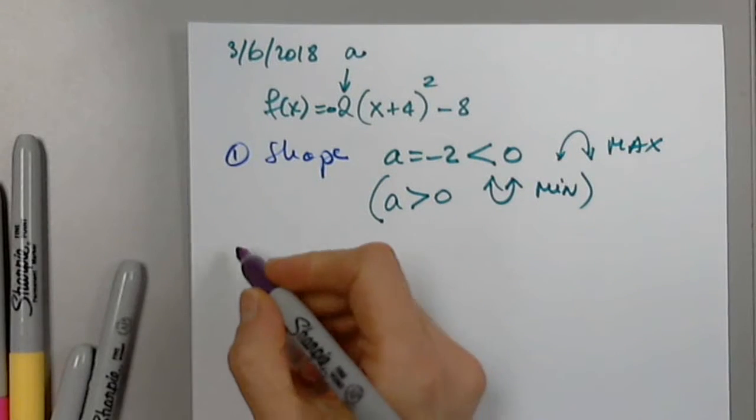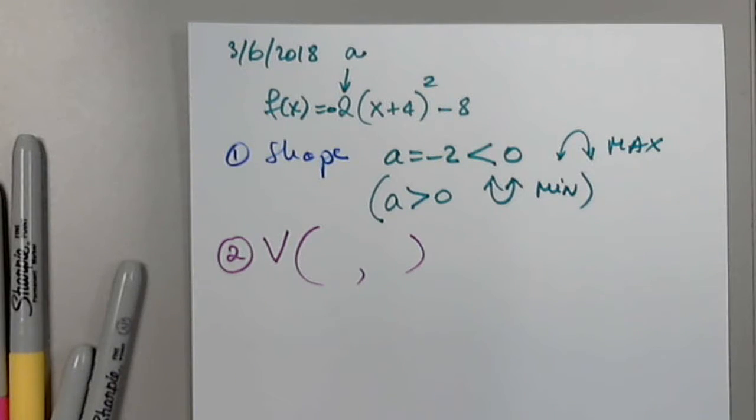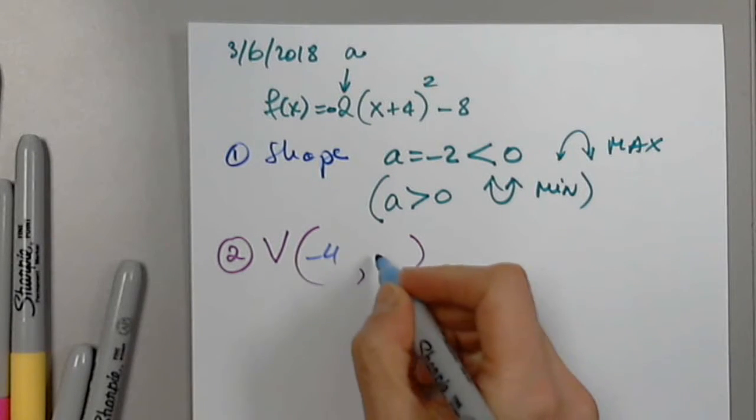Good. Step number 2, the vertex. In this case, I don't have to calculate it because I already know it. What is the vertex one more time? Can anyone give us the vertex? Negative 4, negative 8. Thank you very much, Eddie.